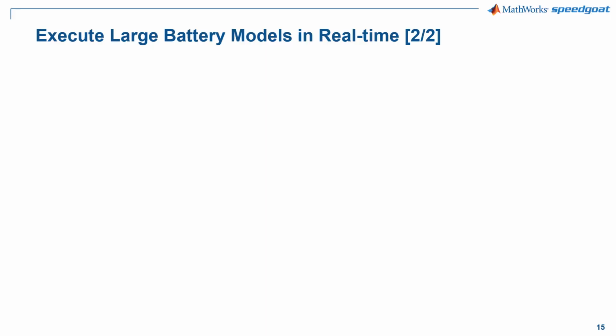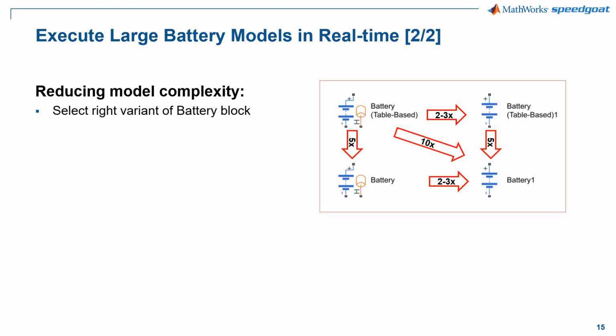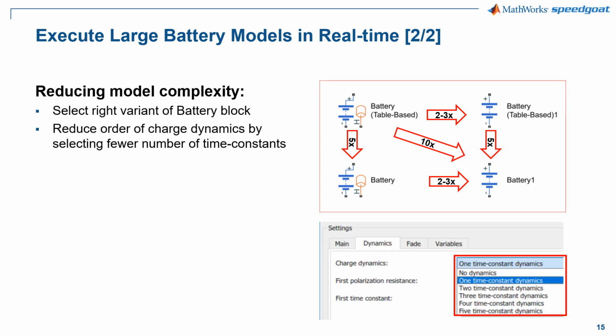As you add more complexity and details in the model, it is very well possible that you may not be able to achieve desired sample time just by selecting right solver. In this situation, specific to the battery modeling, you have few more options that you can consider. The first option is to select a right variant of battery block. Here, you can notice that by selecting a variant with a lower fidelity, you can easily gain 10 times reduction in task execution time. Another option is to select lower order dynamics of battery cell. This also helps in reducing task execution time significantly.